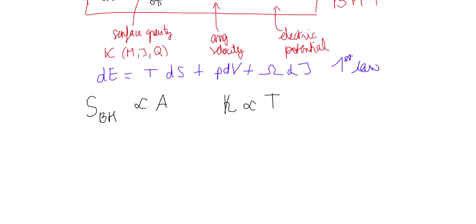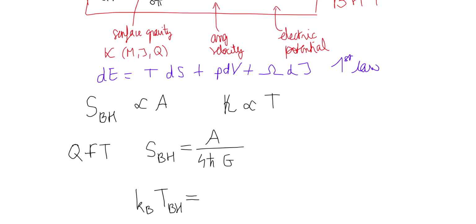And actually, this is what Hawking showed later using quantum field theory, QFT. So implementing QFT in the equations of general relativity, Hawking showed that indeed the entropy of a black hole is equal to its area divided by the Planck area. In geometric units, it's this. And its temperature, so Boltzmann constant times the temperature of the black hole, is equal to its surface gravity divided by 2 pi.